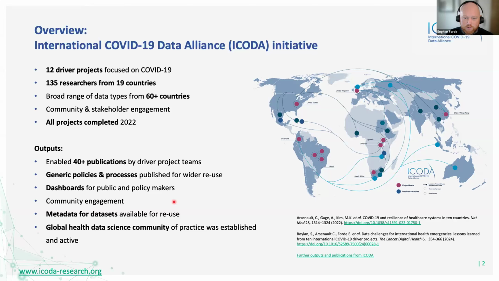So the ICODA initiative was formed with 12 driver projects, primarily focused on COVID-19. You can see from this really nice figure that it was a truly global initiative. We brought together researchers from over 19 different countries and ultimately 135 different researchers, whether from the same team or different organizations within that country. It brought together a broad range of data types from over 60 countries. It drove community and stakeholder engagement, and albeit the pandemic maybe didn't end in 2022, the funding did. And so a lot of the projects completed in 2022.